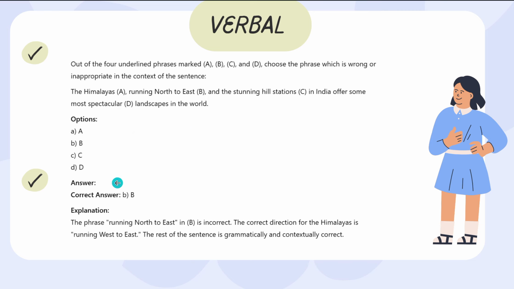The phrase "running north to east" is incorrect. The correct direction for the Himalayas is running west to east. The rest of the sentence is grammatically and contextually correct. So B is wrong. Okay, be sure while dealing with the phrases.